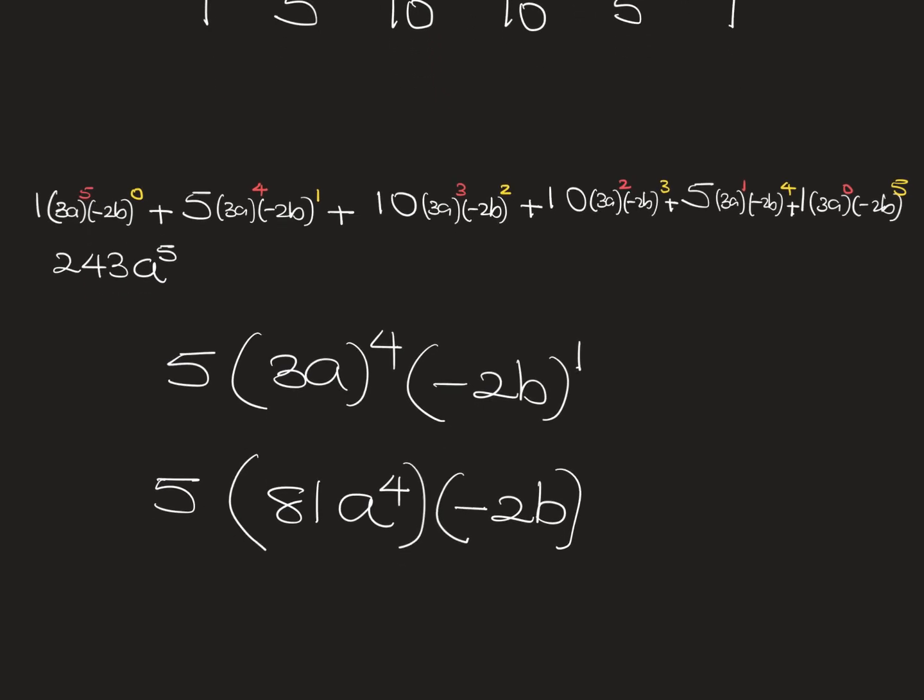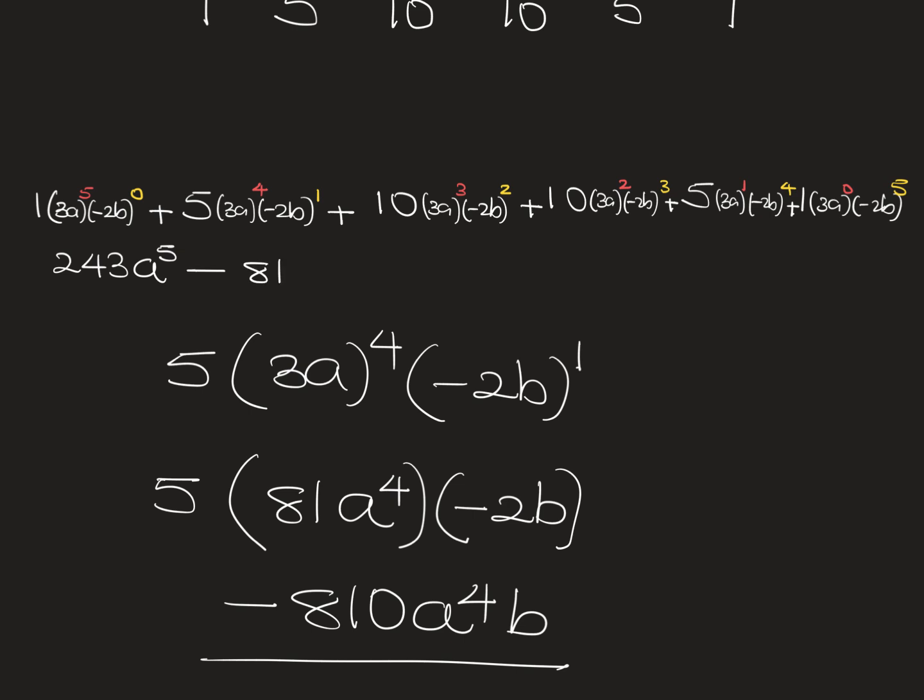So if we multiply, we're going to have 5 times 81 times minus 2. 5 times 81 times minus 2, we will get minus 810 a to the power 4b. And that is what we have to substitute here. So it means we cannot have a positive here, but a negative. Okay? So that is negative 810 a to the power 4b.